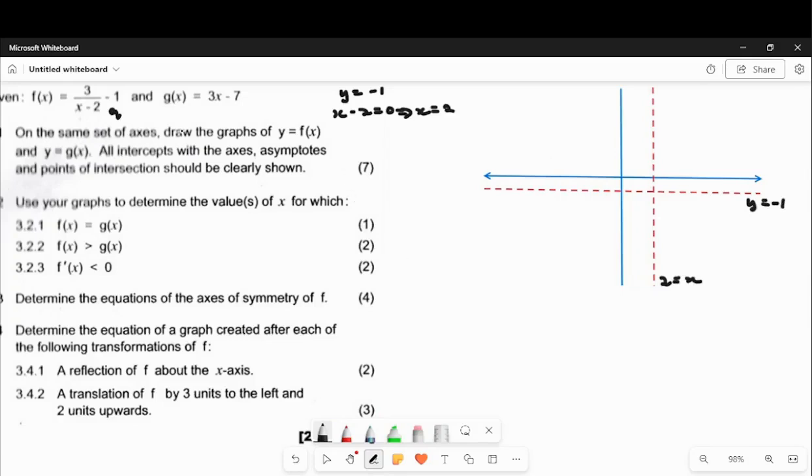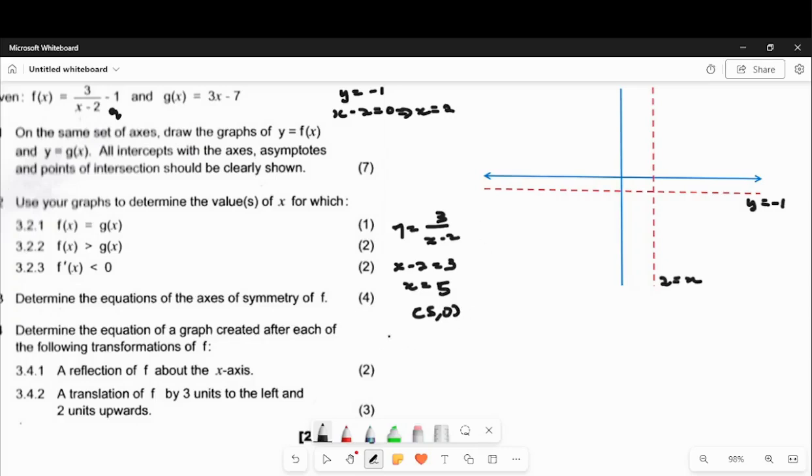Now for the x-intercept of this function, I'll put my y value as 0, so I'll have 0 equals this function. I'll just transpose -1 to the other side, so it's going to be +1, so I'll have 1 equals 3 divided by x minus 2. Now I'll cross multiply to get rid of my fraction. That's going to be +2, so x is 5, meaning we have (5, 0) for our x-intercept.